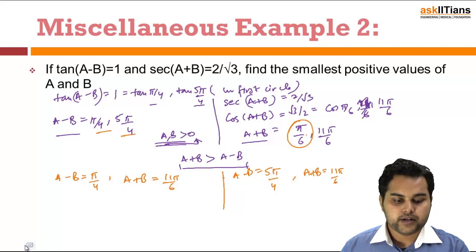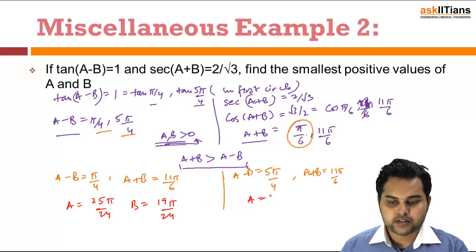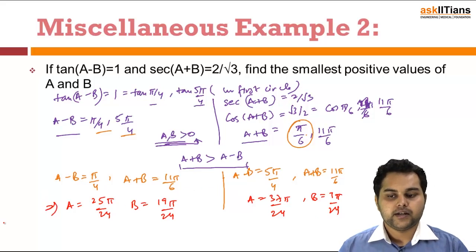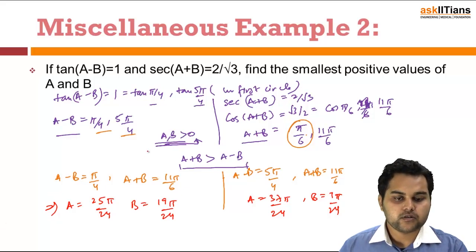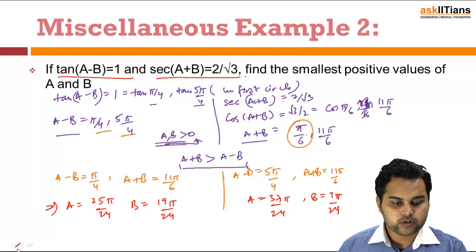Solving these two, I would get a as 25 pi by 24 and b as 19 pi by 24, and in this case I would get a as 37 pi by 24, whereas b would give me 7 pi by 24. So these are the four smallest values for which this solution would be valid. Next, I'll have to find the general solution to this equation. If I have to find a general solution for these two, I'll move on to the next slide then.